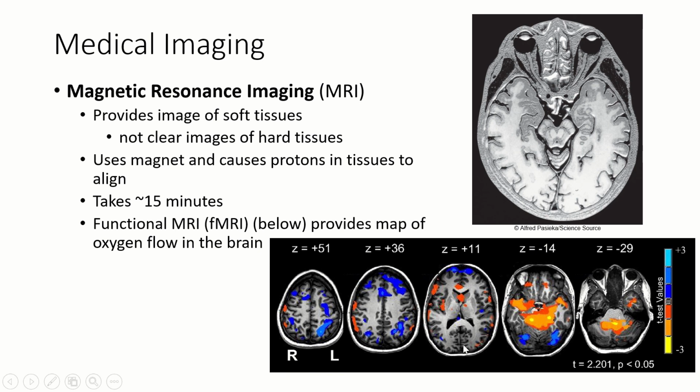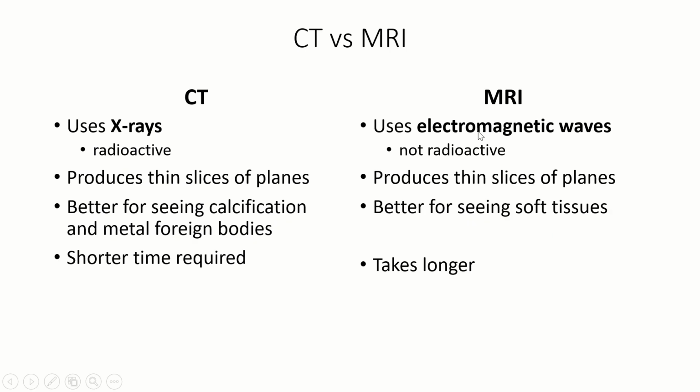Great for getting images of cells working or of soft tissues. Really great, for example, for a surgeon who's going to do surgery on, say, a ligament in someone's knee. They're going to do an MRI to see exactly what's broken and where it's broken and where it needs to be fixed. MRI takes longer, uses a magnet, can't be used if someone has metal in their body.